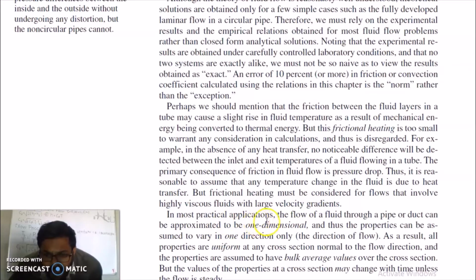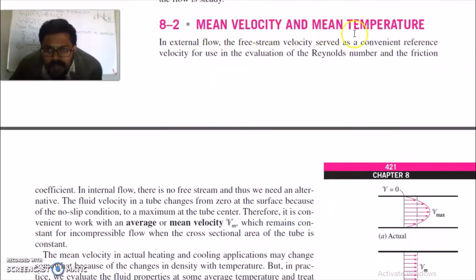In most practical applications, the flow of fluid through a pipe or duct can be approximated as one-dimensional, and thus the properties can be assumed to vary in one dimension only, or one direction. For the properties, we will also take the average temperature, so bulk average values over the cross section, mean velocity and mean temperature.